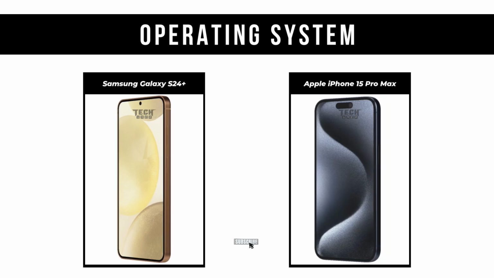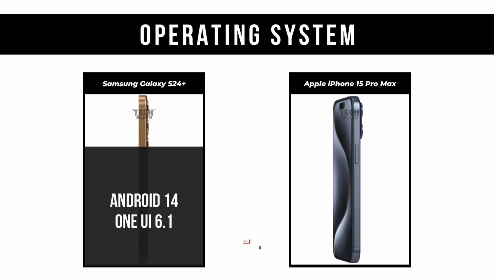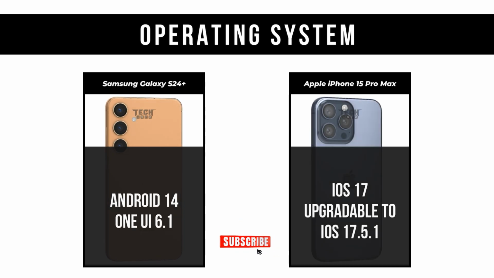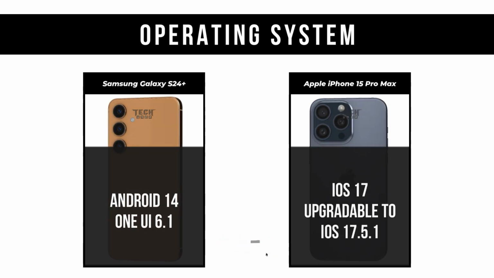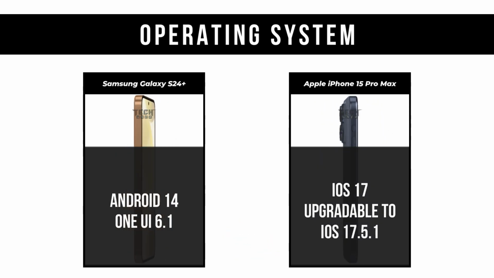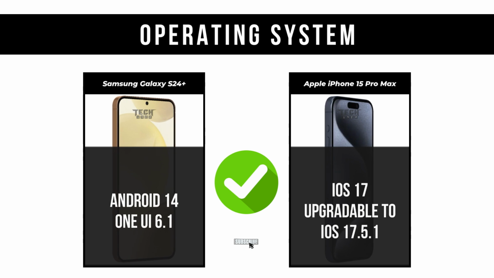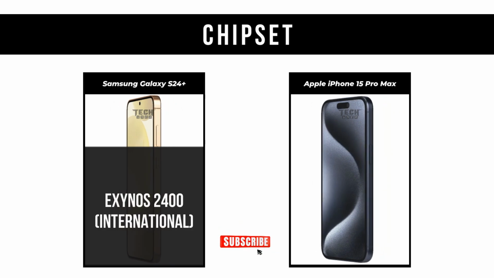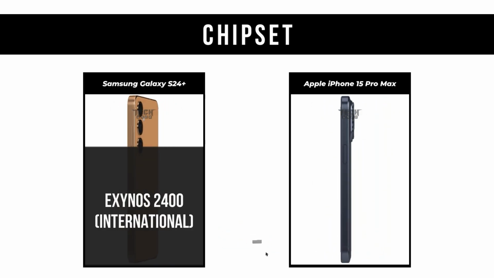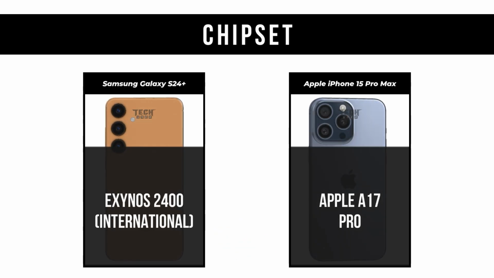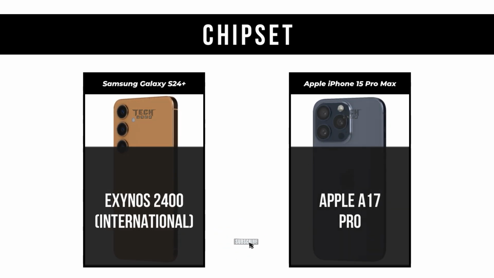Operating system. Samsung Galaxy S24 Plus is Android 14, One UI 6.1. Apple iPhone 15 Pro Max is iOS 17, upgradable to iOS 17.5.1. Chipset. Samsung Galaxy S24 Plus is Exynos 2400, International. Apple iPhone 15 Pro Max is Apple A17 Pro.